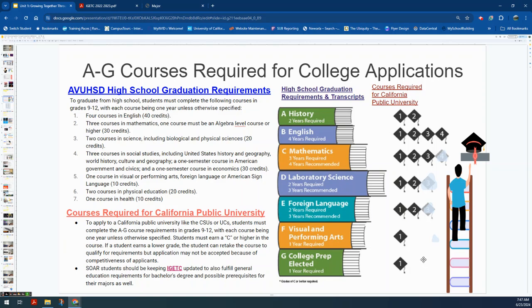Now, the third step is special, and it's for only some of our students. This is the IGETC, and this would be for students who are dual enrollment students that are either taking classes at one of our early college high schools, SOAR Lancaster or SOAR Palmdale, or they're dual enrollment students who are taking classes that are articulated through the college. These articulated classes are high school classes that count for both high school and college.